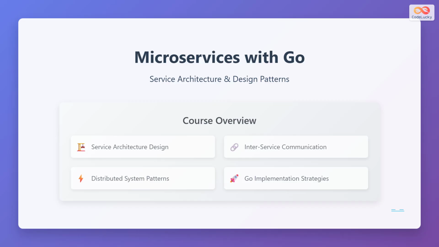Throughout this course, we will cover four main areas. First, service architecture design principles that help you break down monolithic applications into well-defined, independent services. Second, inter-service communication patterns, including synchronous and asynchronous communication methods. Third, distributed system patterns that ensure reliability, fault tolerance, and scalability in your microservices ecosystem. Finally, practical Go implementation strategies with real-world examples and best practices.